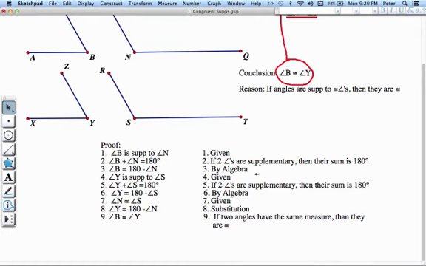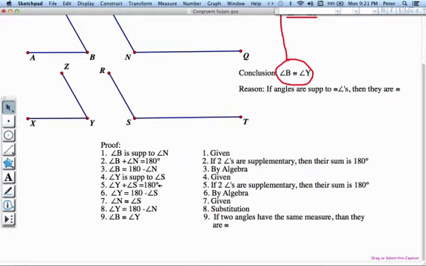Now the next reason is one you don't know. In step number 3, we move n to the other side of the equation, and the reason we can do that is just by algebra. Alright, step 4 is very similar to step 1. It gets back to the given information that y is supplementary to angle S.